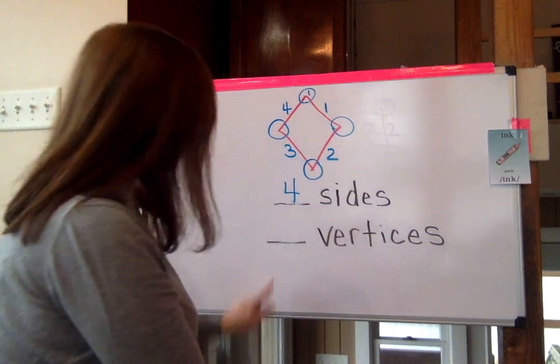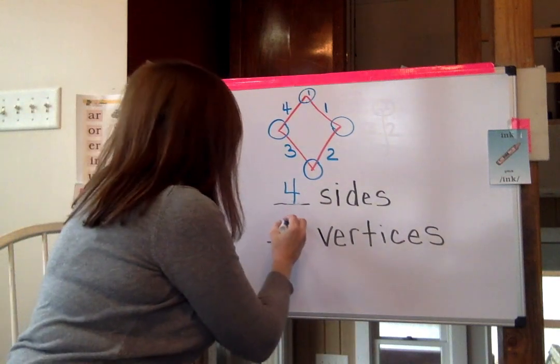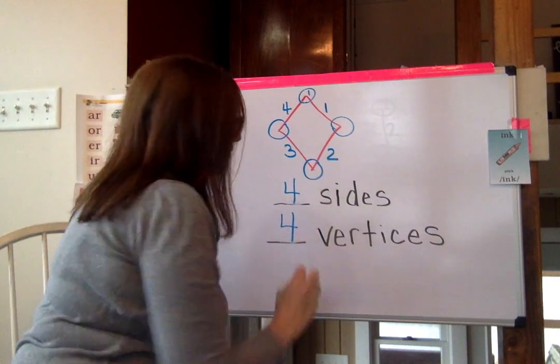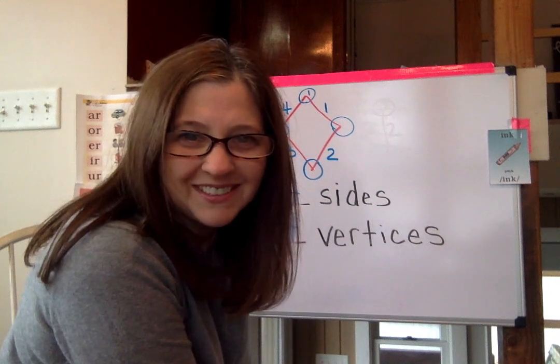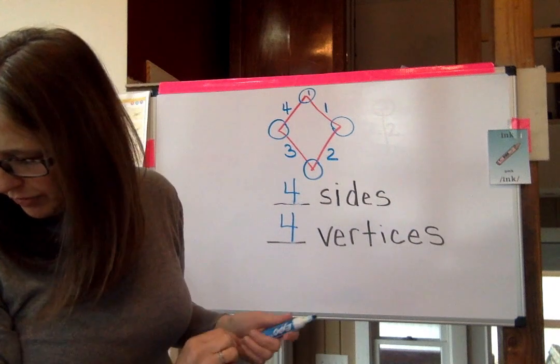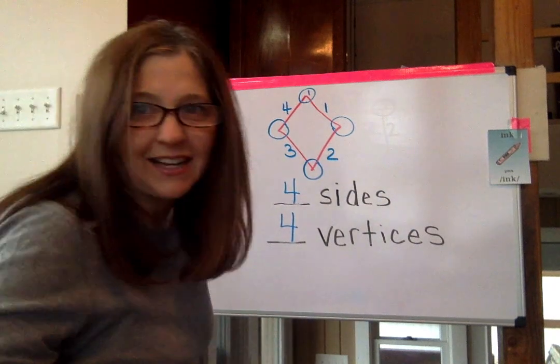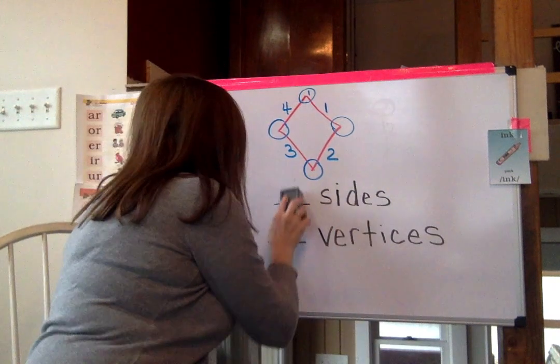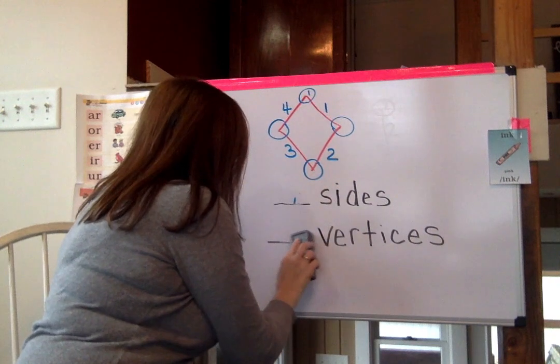Great job. So can we write that down here? A rhombus has 4 vertices. Can everyone say rhombus? Good job. All right, we have one more, my friends, and this one is a hexagon. Let's see. Hexagon, hexagon.